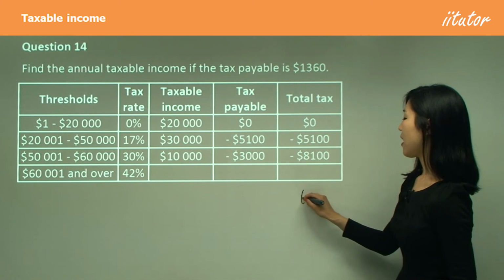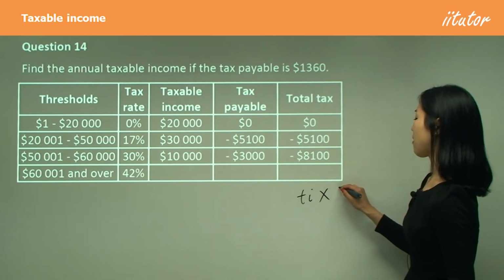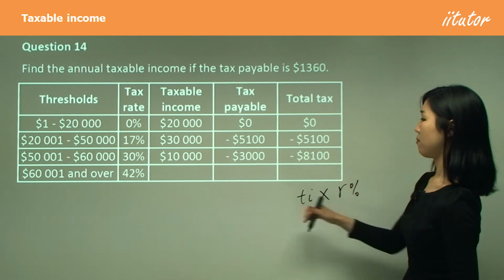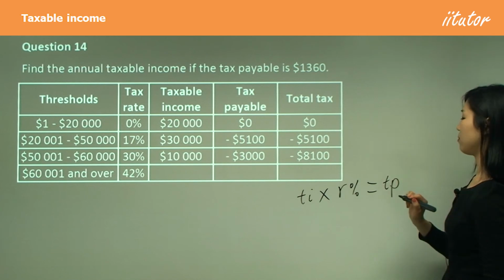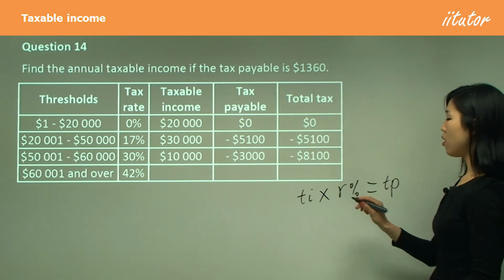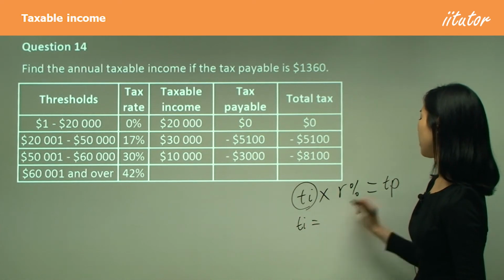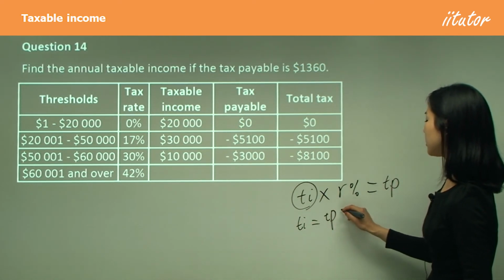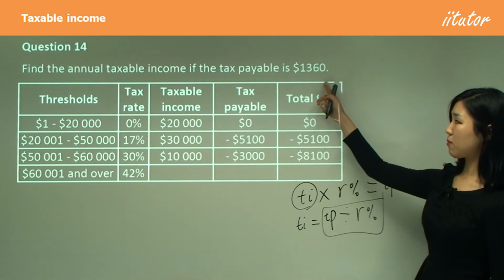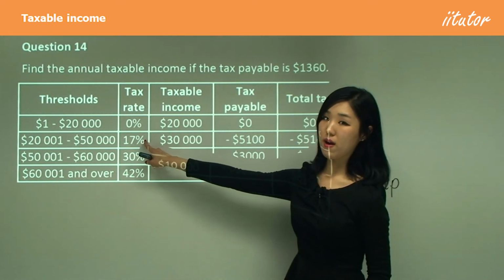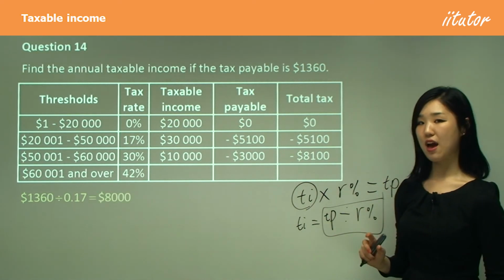Remember how we do taxable income, I'll just call it TI, times the rate, I'll call it R%, I don't know, the tax rate, is your tax payable. But see how they give you the tax payable? We want this, we want the taxable income. So taxable income would be tax payable divided by the rate, right? So the tax payable, we need to divide by this rate. So we divide it by 17% and calculate as $8,000.